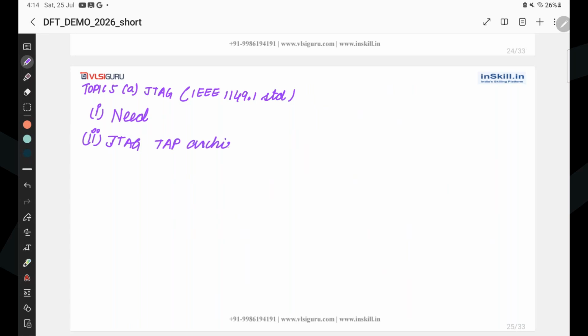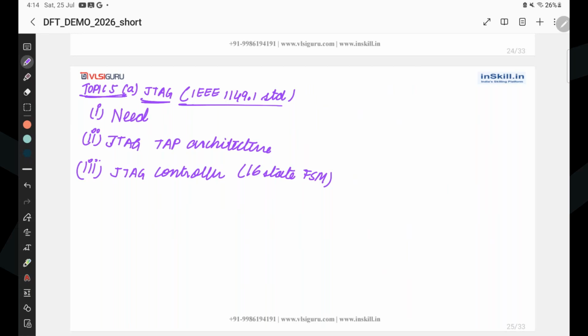Okay, and then we will be understanding about the JTAG controller. The JTAG controller is a 16-state FSM. So we'll be understanding about that. Okay, so we'll be understanding JTAG, which is IEEE 1149.1 standard. So we'll be understanding what is the need of JTAG, the JTAG TAP architecture, and the JTAG controller, which is nothing but a 16-state FSM.